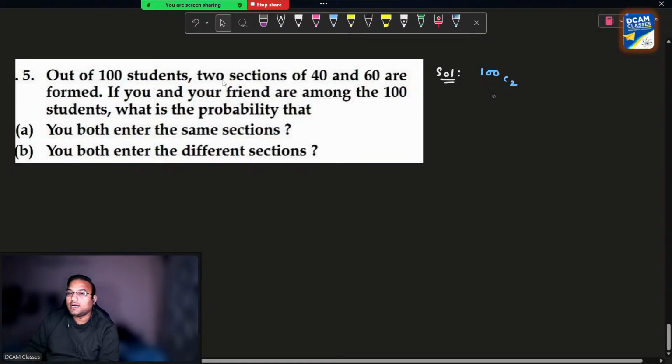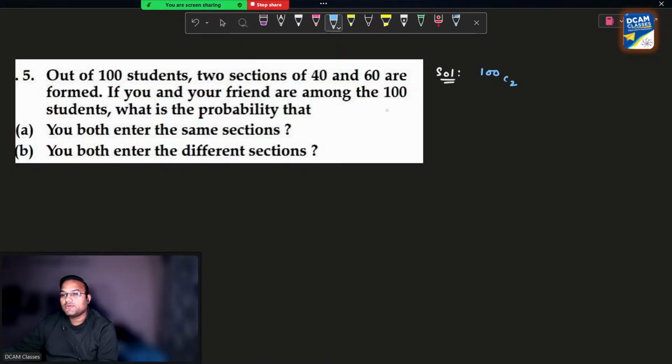Now, out of the two sections of 40, it's given you both enter the same section. Either you are in the 40 section or you both are in the 60 section. So your required probability will be 40 C2 plus 60 C2, means we have to choose, out of a section of 40, any two persons, and out of a section of 60, any two persons, divided by 100 C2. This is your required answer for case A.